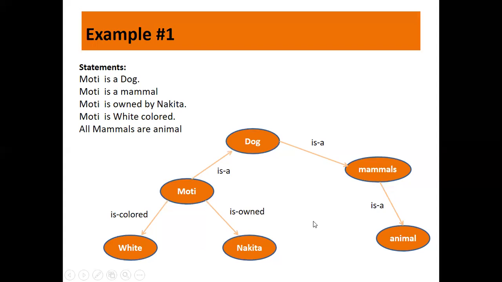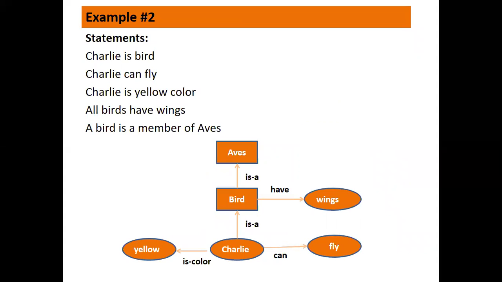Let us look at another example. Now, again here what we have: Charlie is a bird. Charlie can fly. Charlie is yellow color. All birds have wings. A bird is a member of class Aves. Again the same thing, Charlie is a bird, so you can just think of this Charlie as an instance of class bird, right? Bird is derived from the class Aves, right? So what attributes does Charlie have? Charlie is yellow in color and Charlie can fly, right?